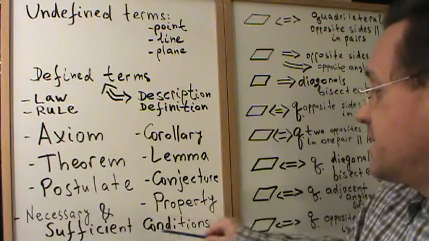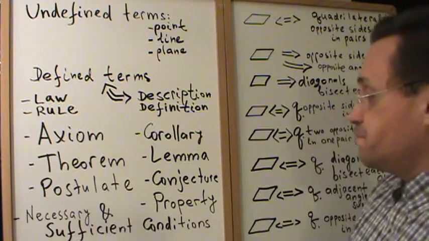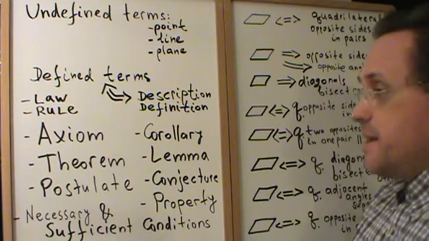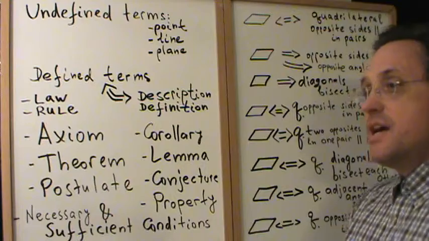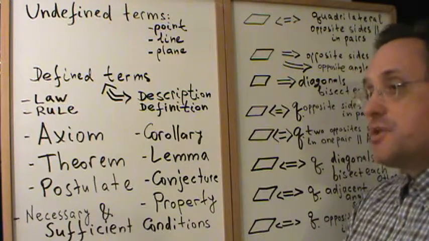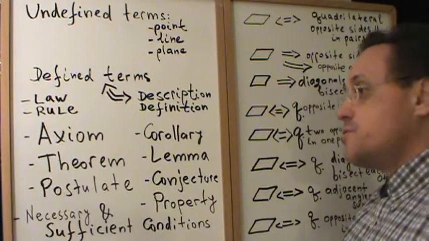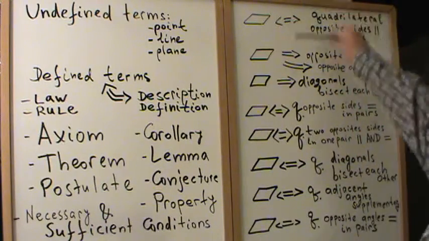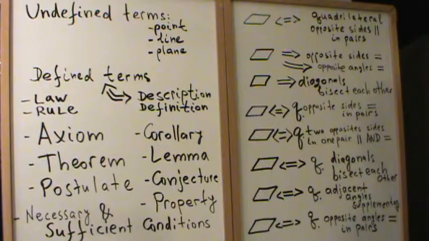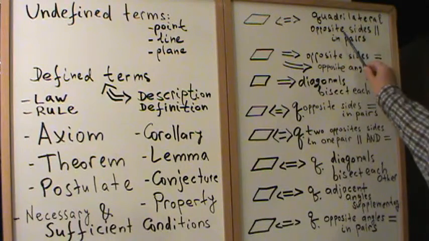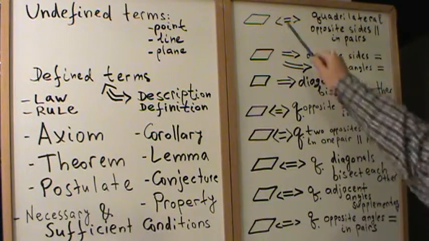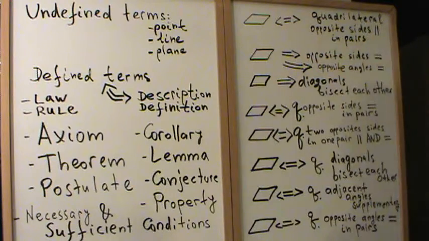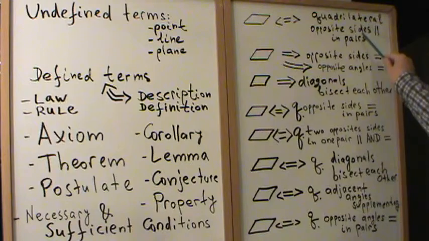Necessary and sufficient conditions. Those are special conditions that, when combined together, can be used to determine a specific term. Let's see several examples about parallelograms. So the first statement is our definition. A parallelogram is a quadrilateral, like a special kind of quadrilateral where opposite sides are parallel in pairs.